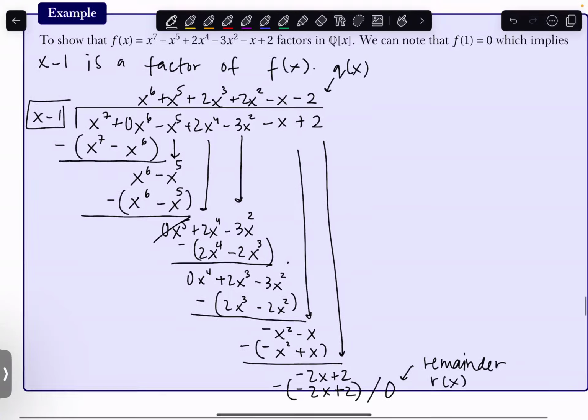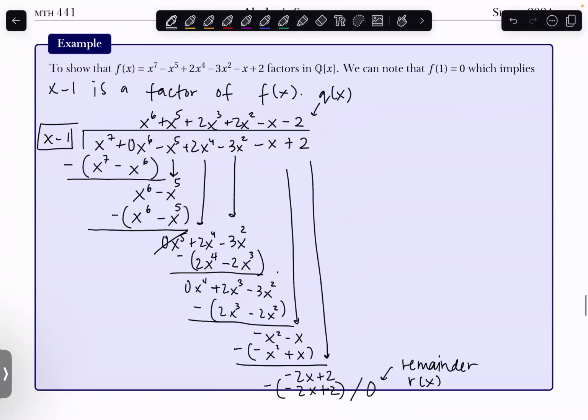So this is telling me I can write f of x as x minus 1 times my q. But because my remainder is 0, I can just write it like this, right? Plus my 0, I really just exclude that piece.